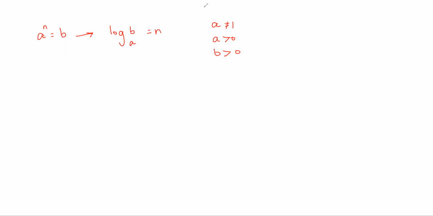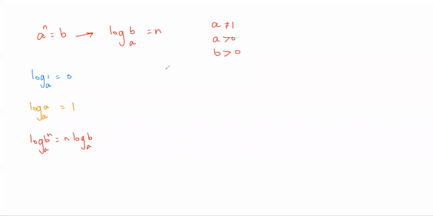Then there were rules that you have done. If you find the log of 1 with any base, that is always equal to 0. If the base and the number are the same, that is equal to 1. And if you have log to the base a of b raised to power n, you can write it as n log to the base a of b. So these are the rules that you are already familiar with.